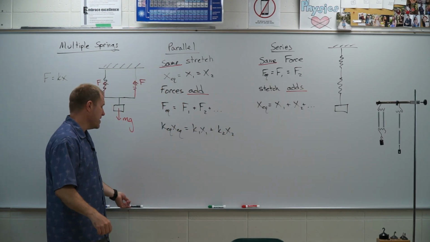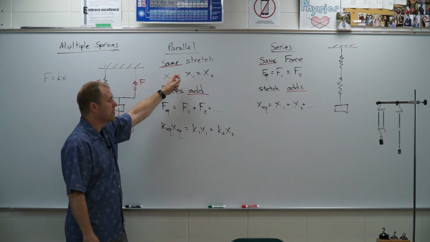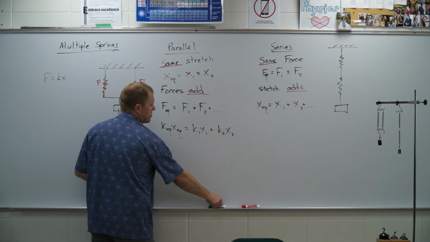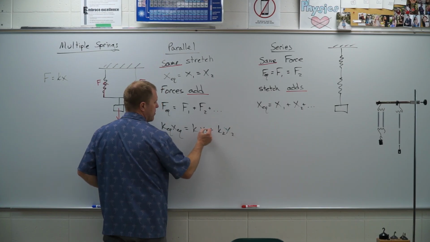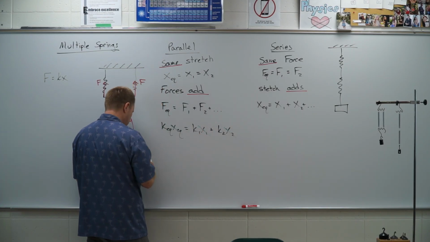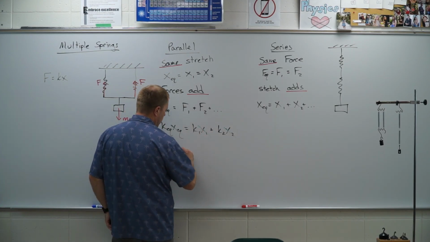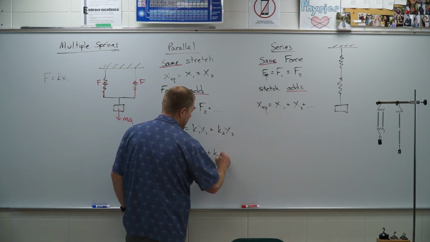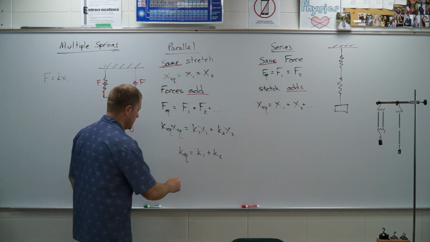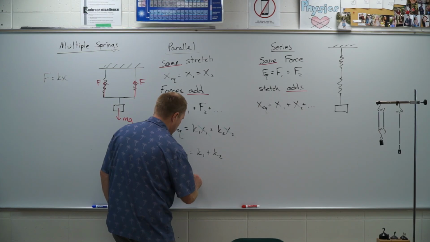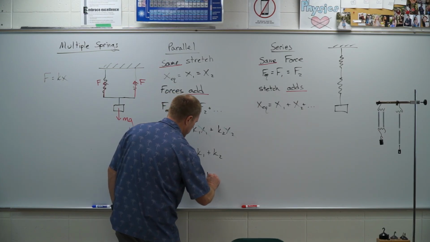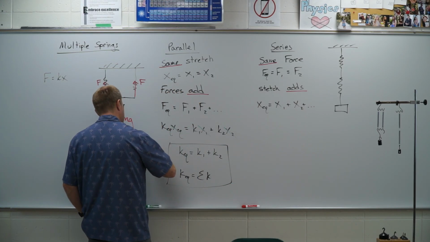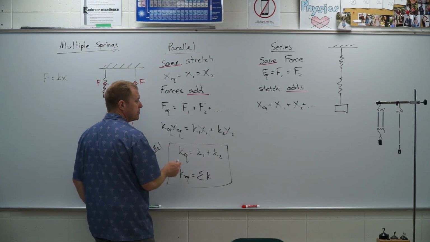The benefit here is what's the same? x_eq, x1, x2. Because those are in all of my terms and they're all the same, we can go ahead and cancel them out. So we find that the equivalent spring constant is equal to the sum of all the individual spring constants. In other words, k_eq is equal to the summation of all the individuals. This is true for springs in parallel.